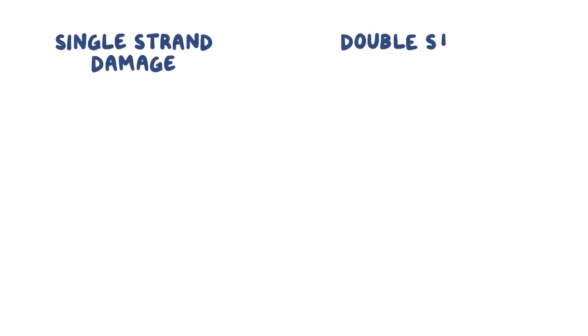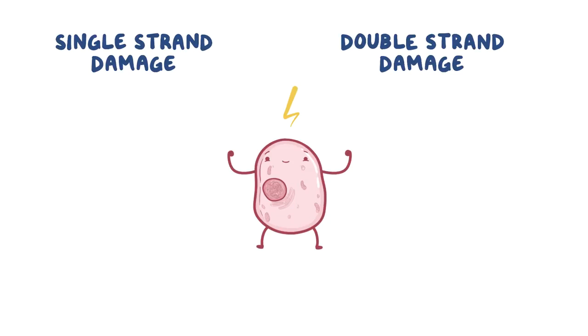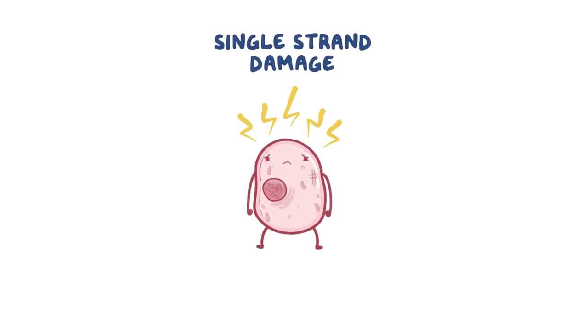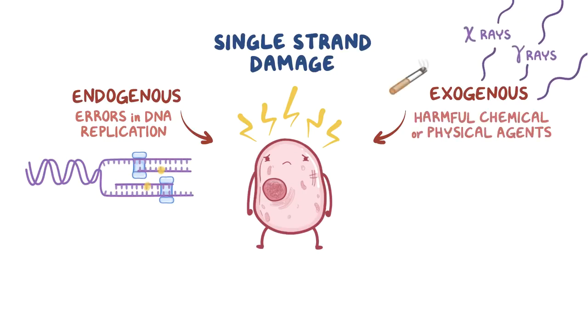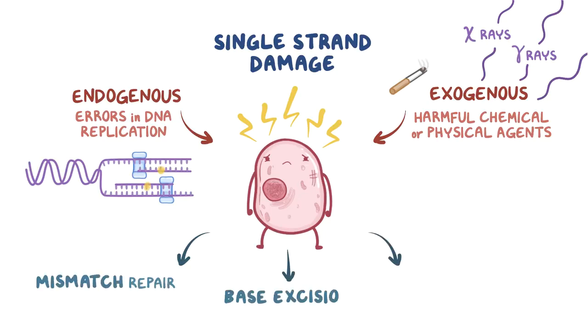Broadly speaking, there might be single-strand damage or double-strand damage, and the cell has mechanisms to address both situations. Single-strand damage can happen because of endogenous causes, like errors in DNA replication, or exogenous factors, like harmful chemical or physical agents. Single-strand damage is fixed by three repair mechanisms: mismatch repair, base excision repair, and nucleotide excision repair.